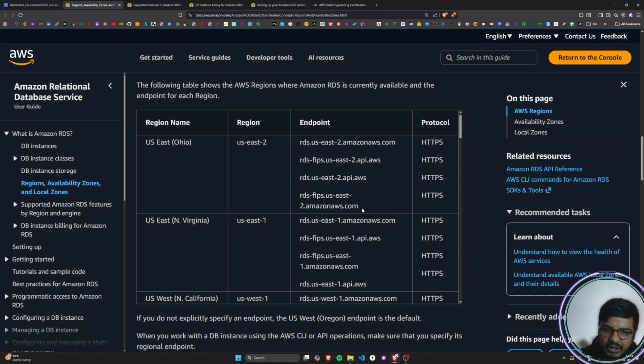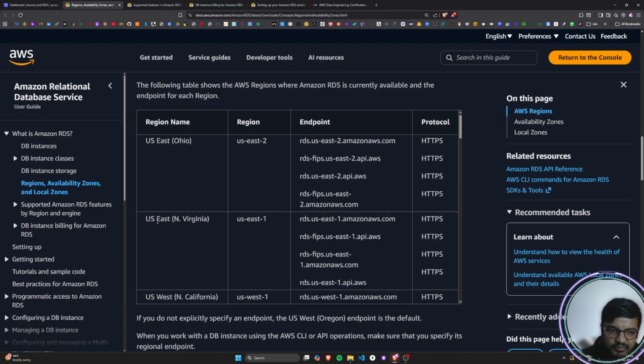What exactly is this endpoint? Currently we will not be talking about it, but moving forward, when we will be utilizing RDS with some kind of application server, in that particular case, we will get to know the use of this particular endpoint. For the protocol, every endpoint will basically work on the HTTPS protocol itself.